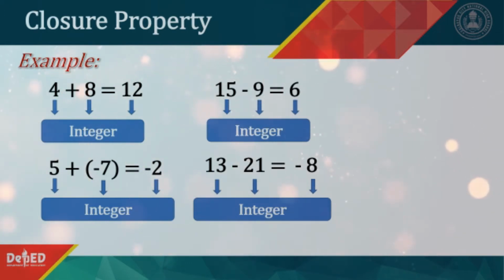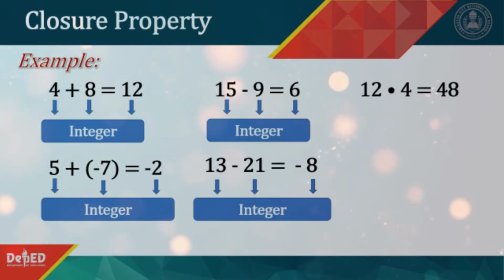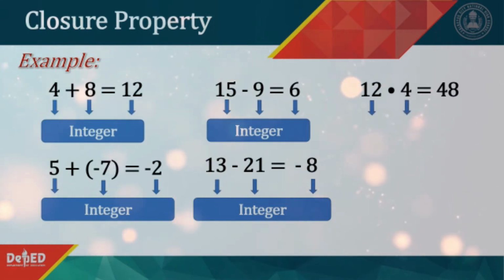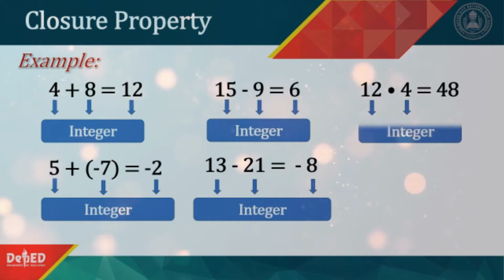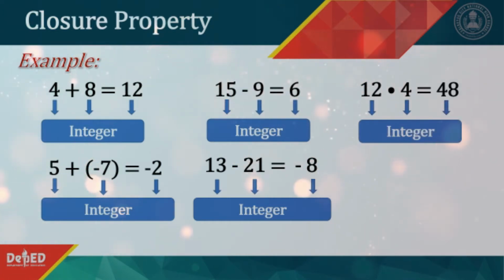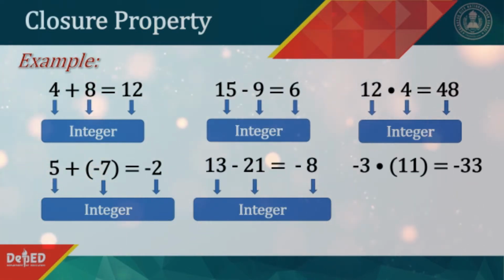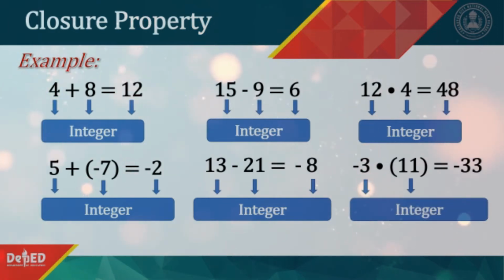Of course, another example, 12 times 4 is equal to 48, where the multiplier 12 and the multiplicand 4 are integers. Therefore, the product 48 is also an integer. And another, negative 3 times 11 is equal to negative 33, where the multiplier negative 3 and the multiplicand 11 are integers. Therefore, the product negative 33 is also an integer. In general, we can say that integers are closed under multiplication.